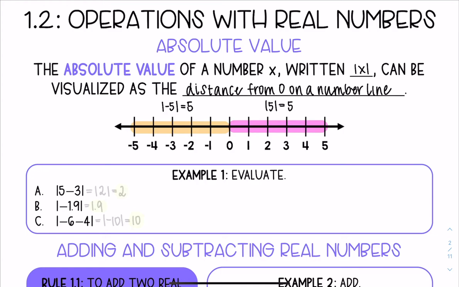So let's go ahead and evaluate. The absolute value of 5 minus 3. Well, that's just the absolute value of 2, and the absolute value of 2 is 2. What about the absolute value of -1.9? Well, that's just going to be +1.9. What about the absolute value of -6 minus 4? Well, that's the absolute value of -10, which is just going to give me 10.